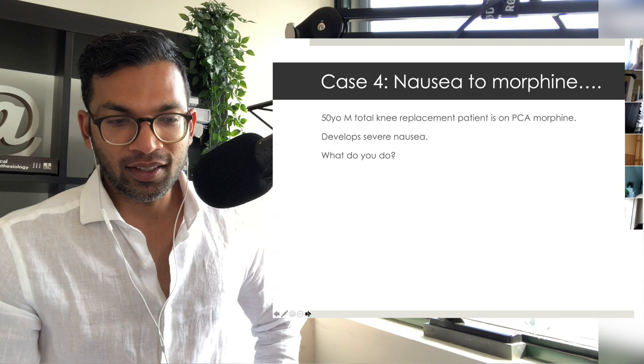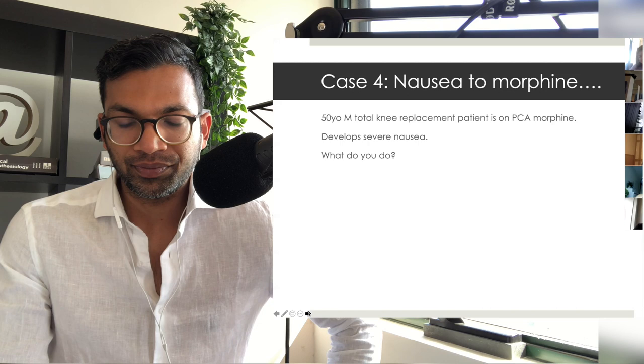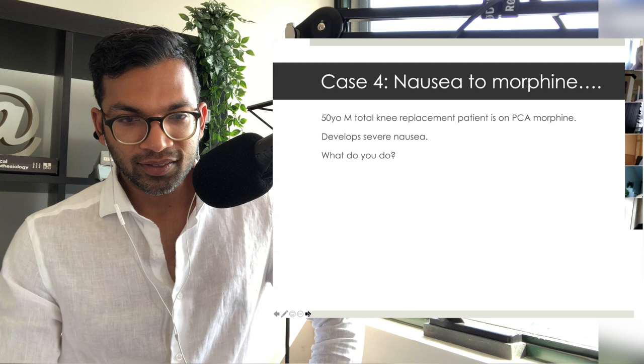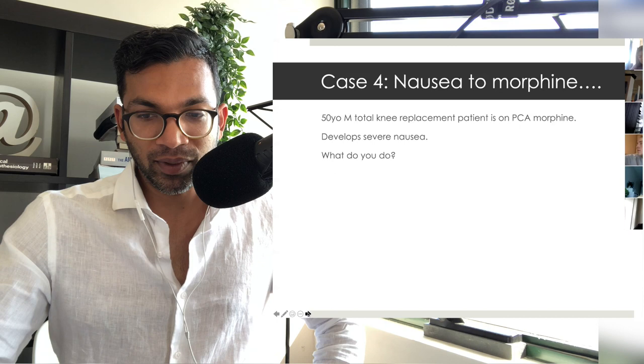Give me one to give. What's another opioid I could change to? Not Endone. That one's the really nauseous one. I think IV oxycodone was reasonable because you can give it as a PCA. Fentanyl is the other one you could give.